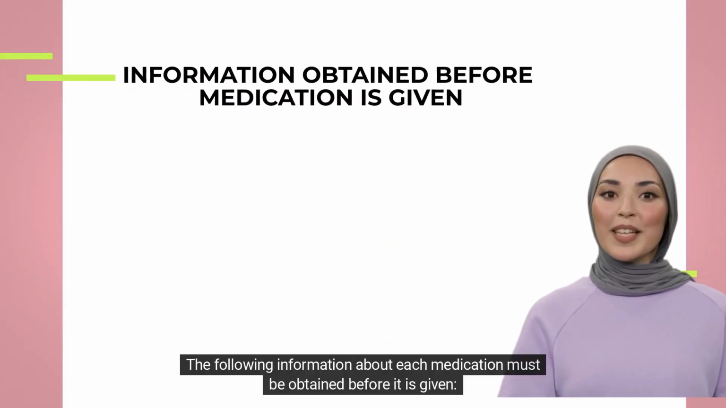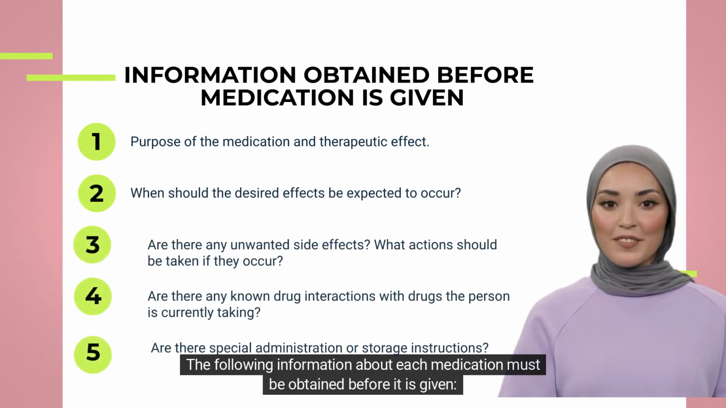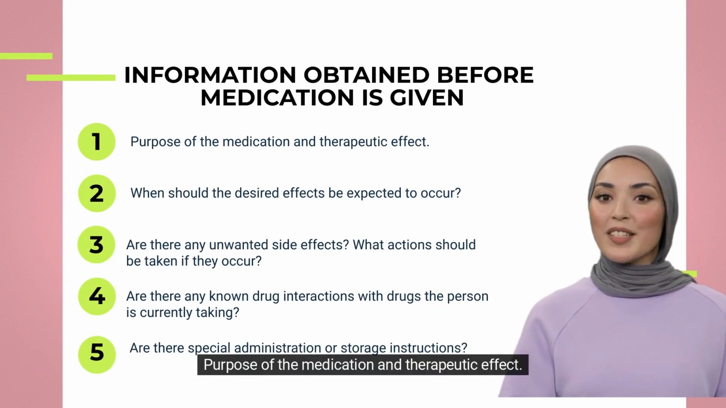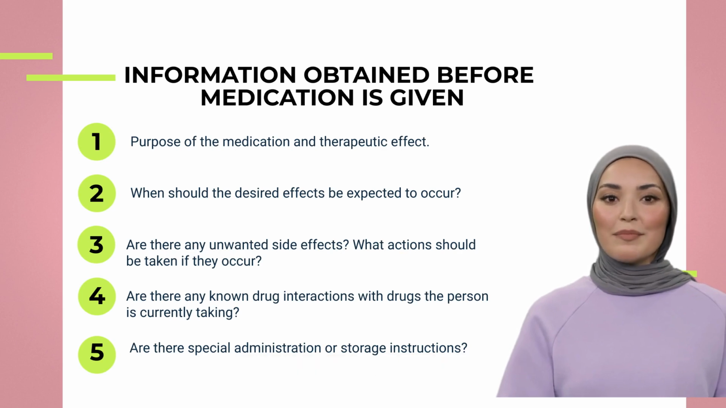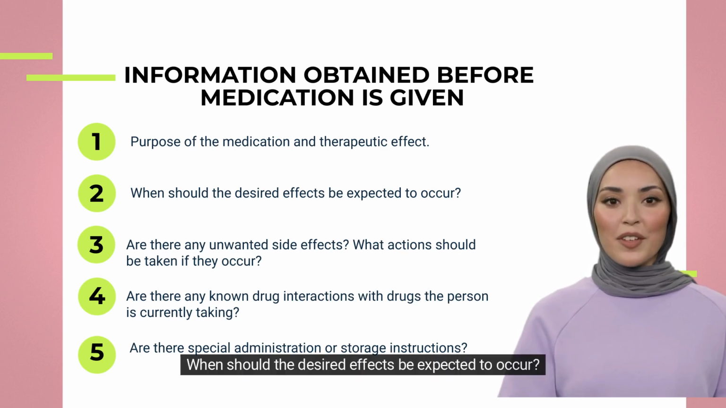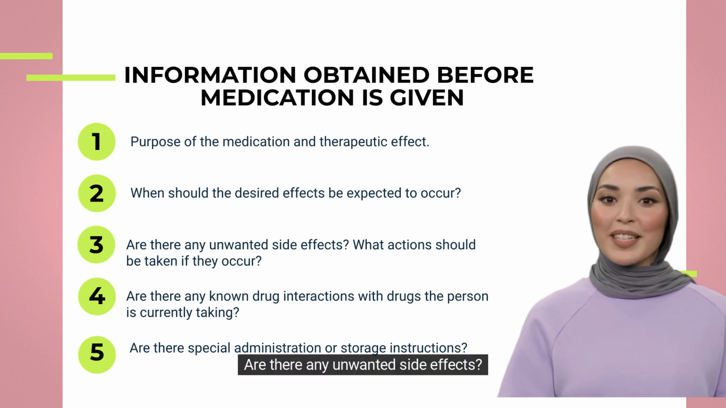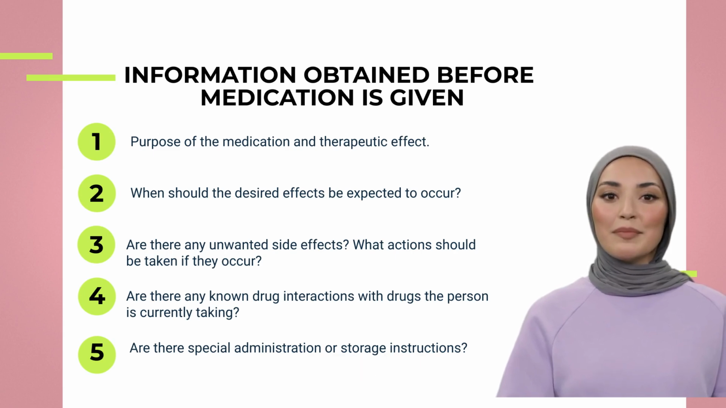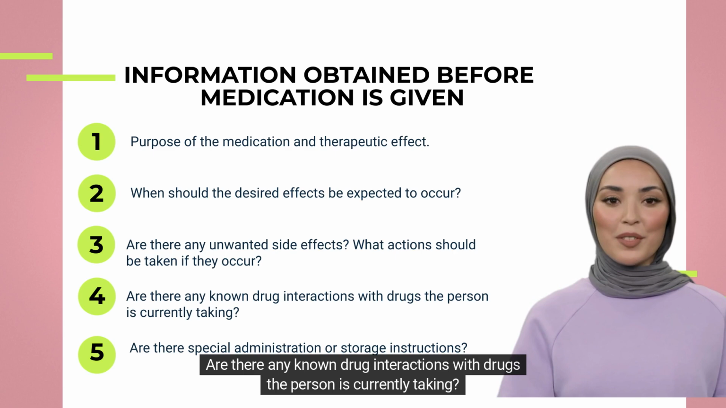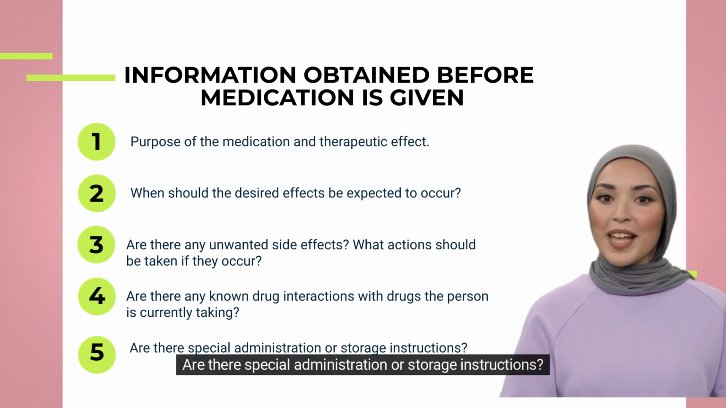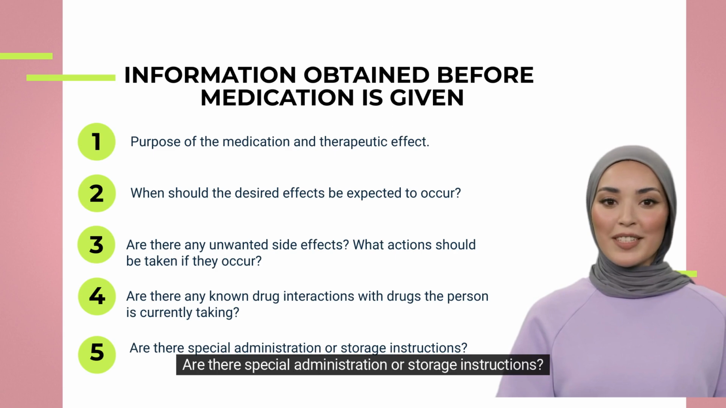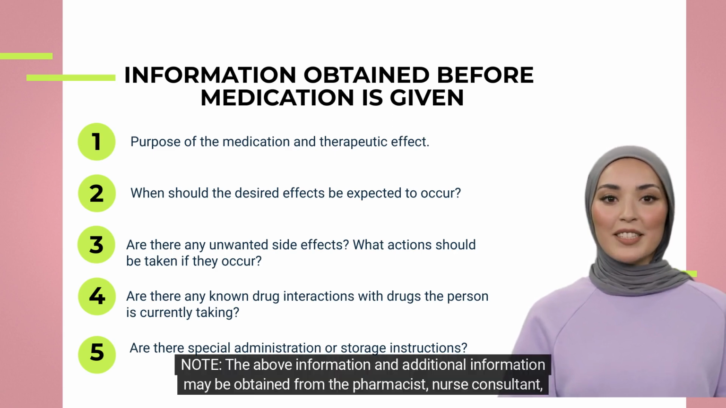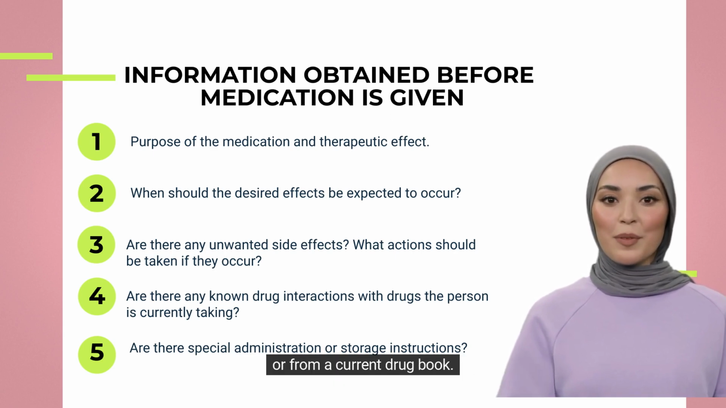The following information about each medication must be obtained before it is given. 1. Purpose of the medication and therapeutic effect. 2. When should the desired effects be expected to occur? 3. Are there any unwanted side effects? What actions should be taken if they occur? 4. Are there any known drug interactions with drugs the person is currently taking? 5. Are there special administration or storage instructions? Note, the above information and additional information may be obtained from the pharmacist, nurse consultant, or from a current drug book. If you have doubts, check them out.